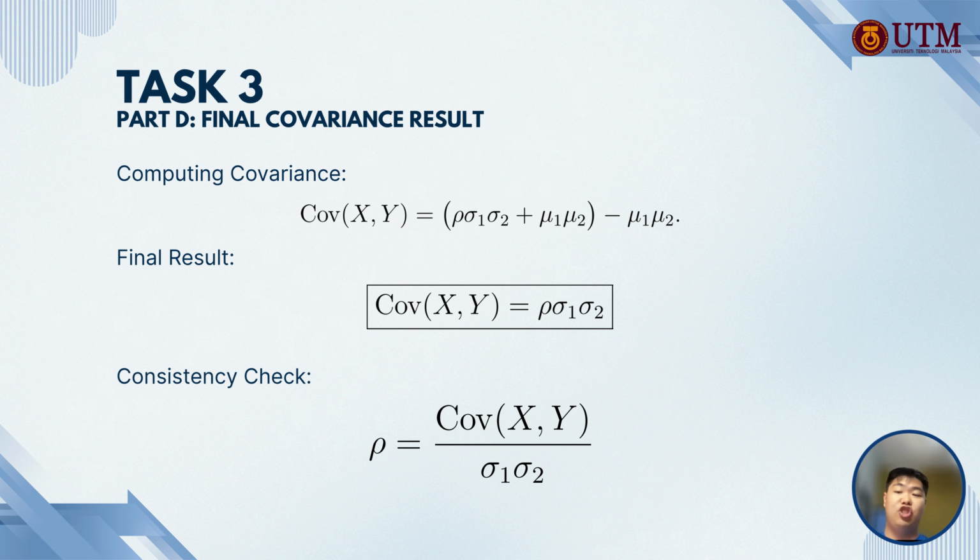Finally, we plug this joint expectation back into our starting covariance formula. The mu1 mu2 terms cancel out perfectly. We are left with a covariance of rho sigma 1 sigma 2. This result perfectly validates the internal consistency of the MGF framework and reconstructs the standard textbook definition of the correlation coefficient.